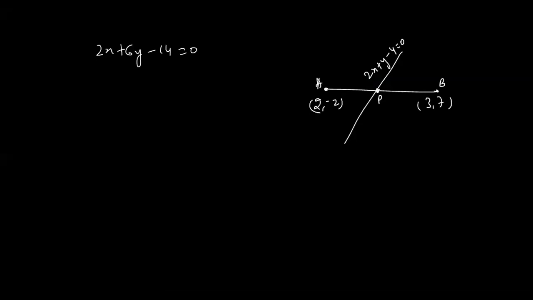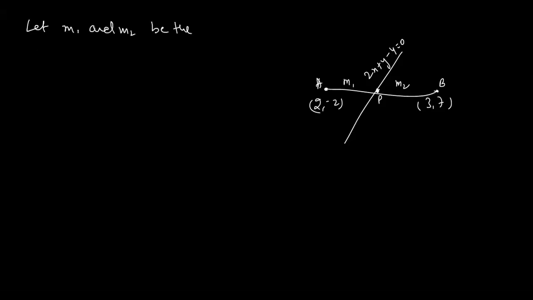Let this be the point P, and we have to find out the ratio m1 and m2. This is the equation of the line, and we have to tell in what ratio the line divides the segment. So how can we solve such a problem? That is very simple. First, let m1 and m2 be the required ratio. So we can write: let the coordinate of this point be capital X and capital Y.